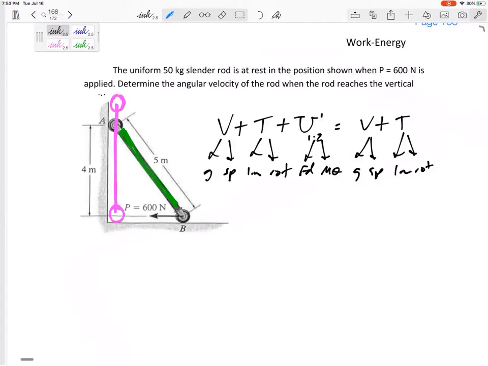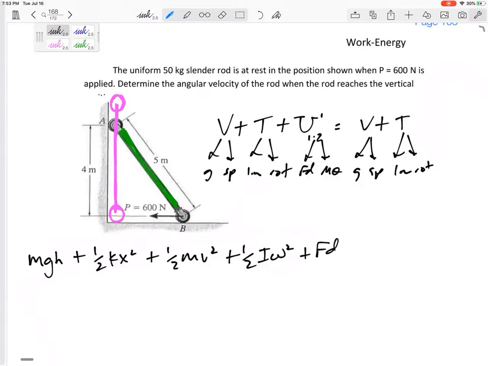I don't know if you do too or not, but I could start with spring, or gravity: mgh initial plus 1/2 kx squared initial plus 1/2 mv squared initial plus 1/2 I omega squared initial plus, if we have any F d and any M theta, equals all the final: mgh, 1/2 kx squared final, 1/2 mv squared final, 1/2 I omega squared final.